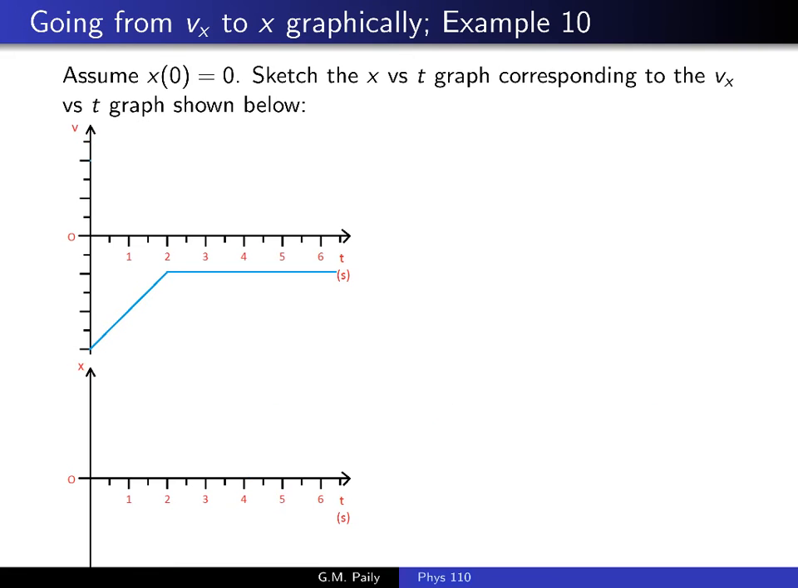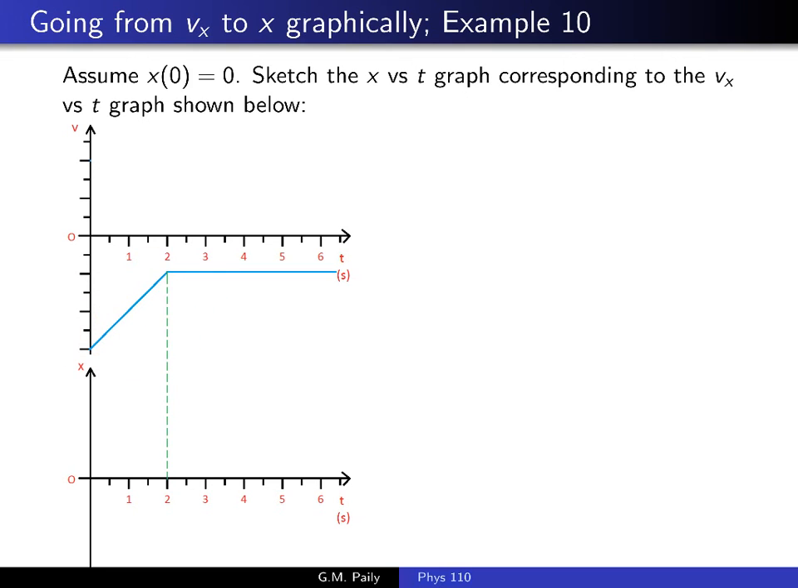Here is another example. Once again, we notice that there's a transition, this time at t equals 2 seconds, and so we draw a drop line. Pause the video here, take a few moments, and try and draw the corresponding x versus t graph, assuming that at t equals 0, x is 0. We will now discuss the solution.